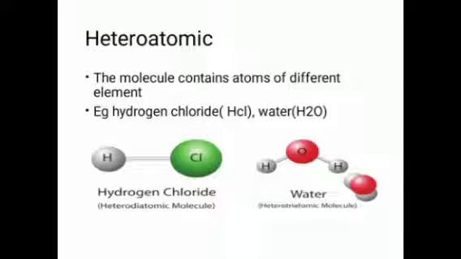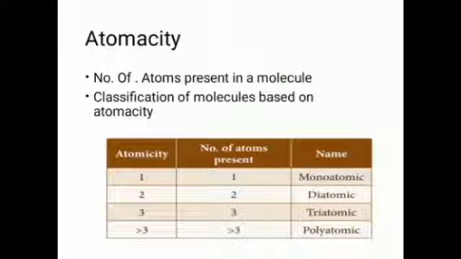HCl can be written as a heterodiatomic molecule because one atom of hydrogen and one atom of chlorine are involved in the formation. So we can name it a heterodiatomic molecule. And H2O, that is water, can be named a heterotriatomic molecule because two atoms of hydrogen and one atom of oxygen are involved in the formation of water. So it is named a heterotriatomic molecule.